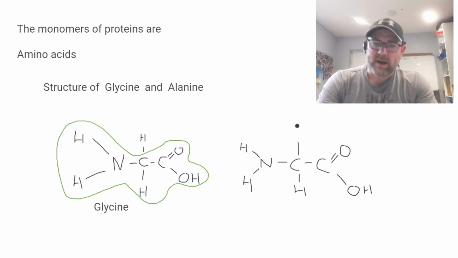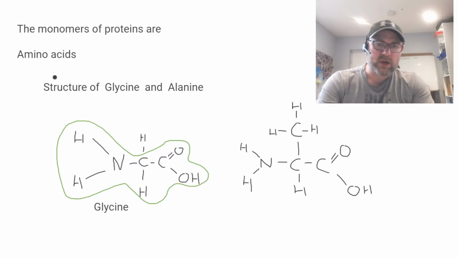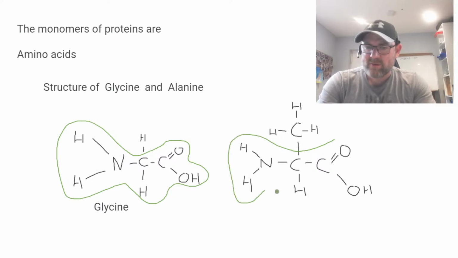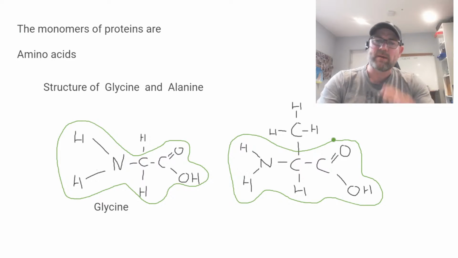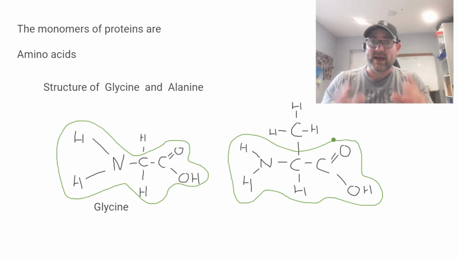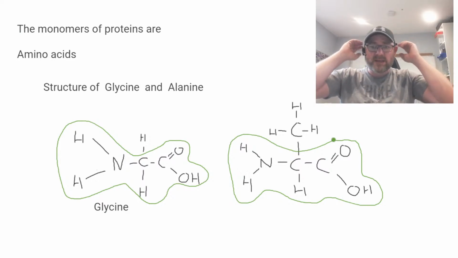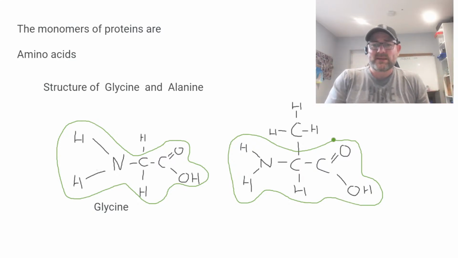Now, alanine has a carbon atom here, and then that carbon atom has 3 hydrogens around it like this. Okay, so notice the common structure here is in the green. And that's the part of an amino acid that's always the same, the constant part of an amino acid that's the same for all amino acids.